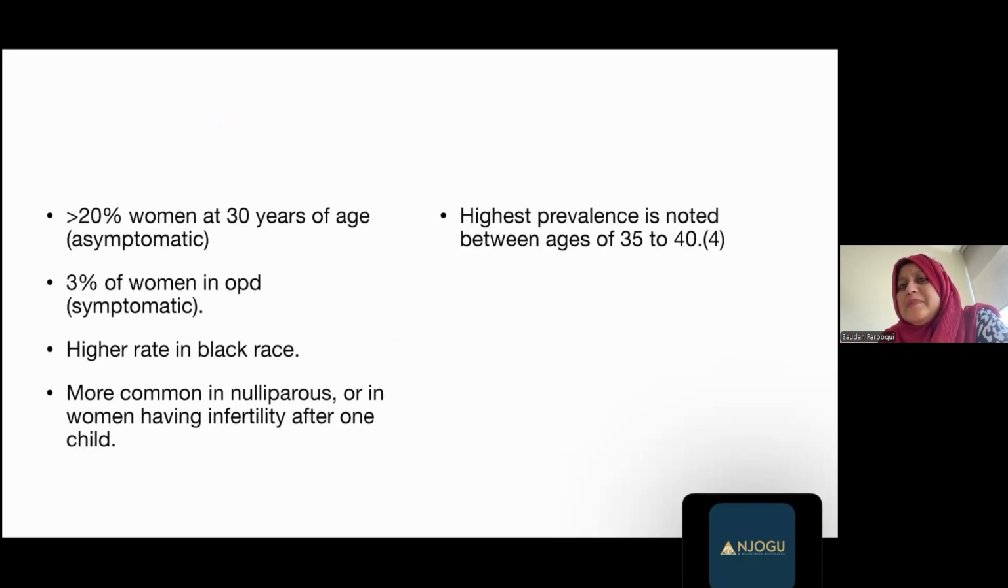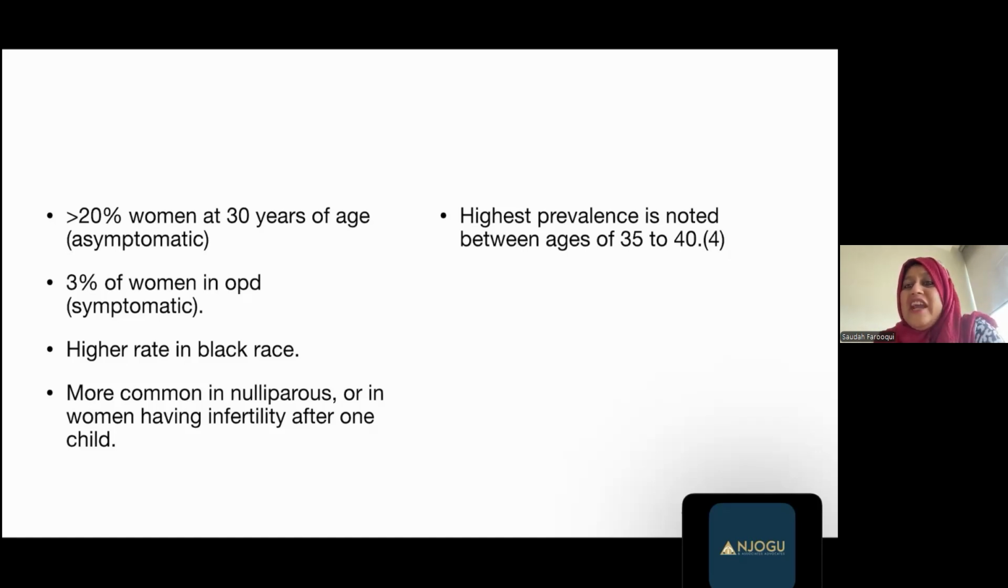usually more than 20% of women at 30 years of age will have fibroids, and these women are asymptomatic. You may not even know you have fibroids. You're walking around, you have fibroids maybe of various size, in various locations, in various number. And 3% of women in our OPD, which means outpatient department, will come in with symptomatic fibroids. That means in the gynecological clinic, we have the outpatient clinics in various places. So out of all the visits in an OPD clinic, 3% of women will come in with symptomatic fibroids.